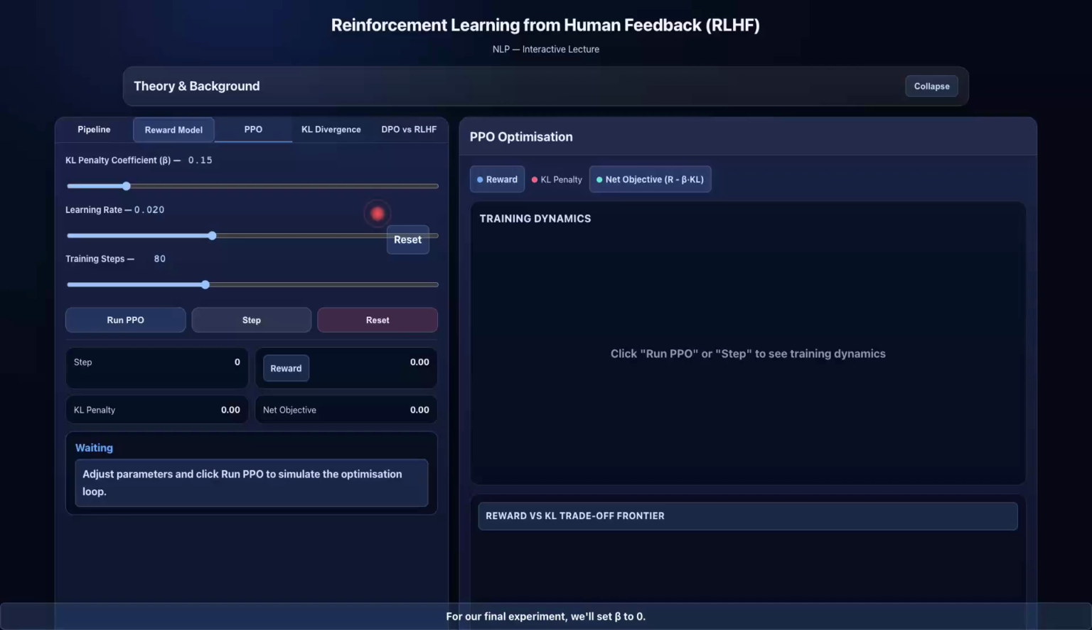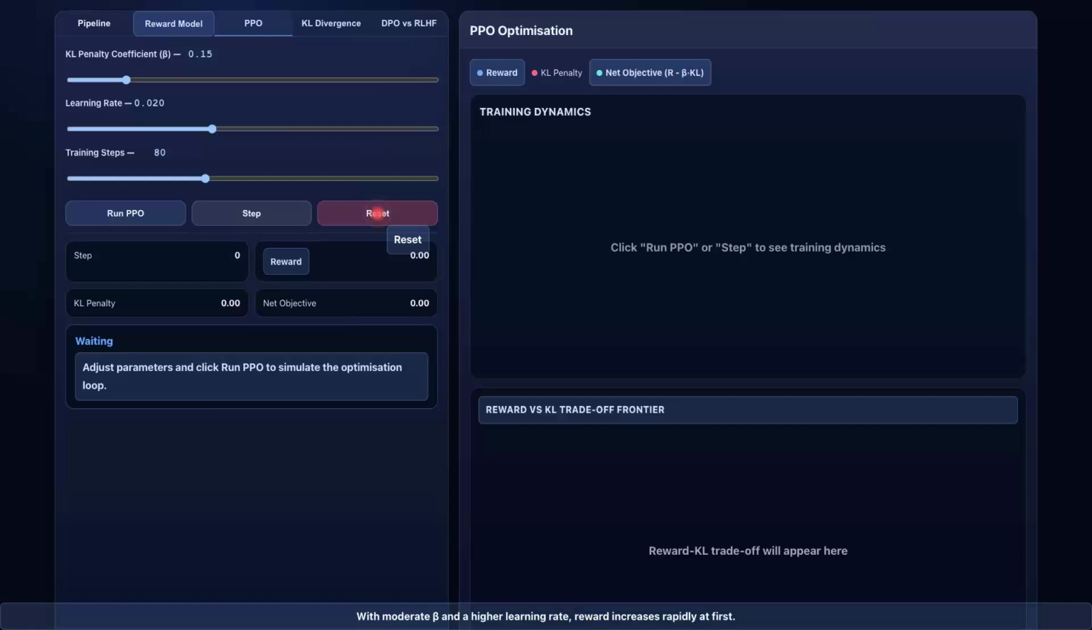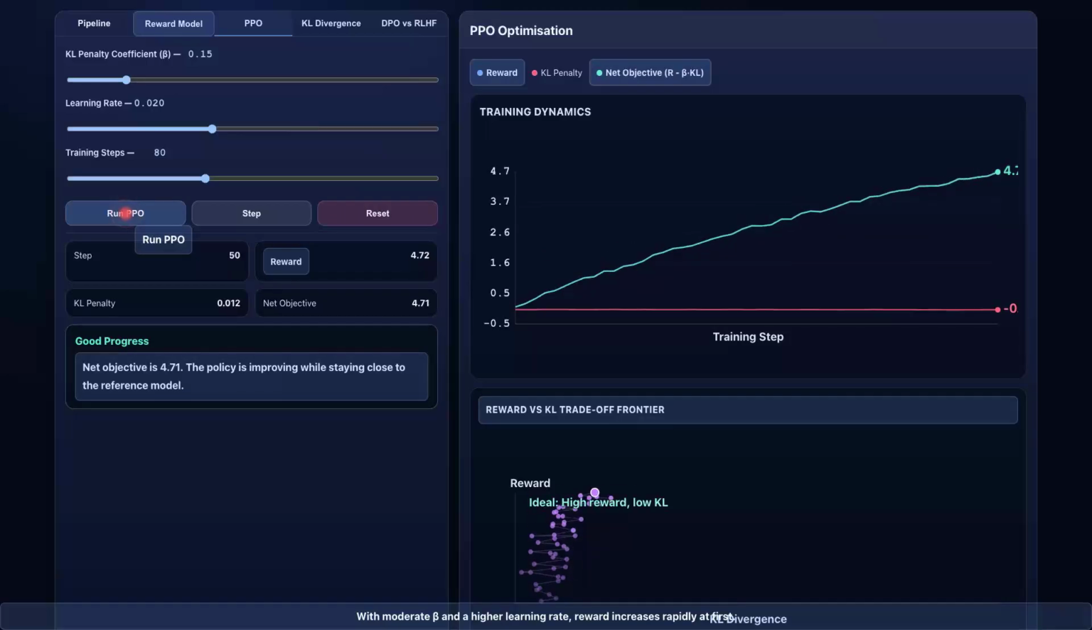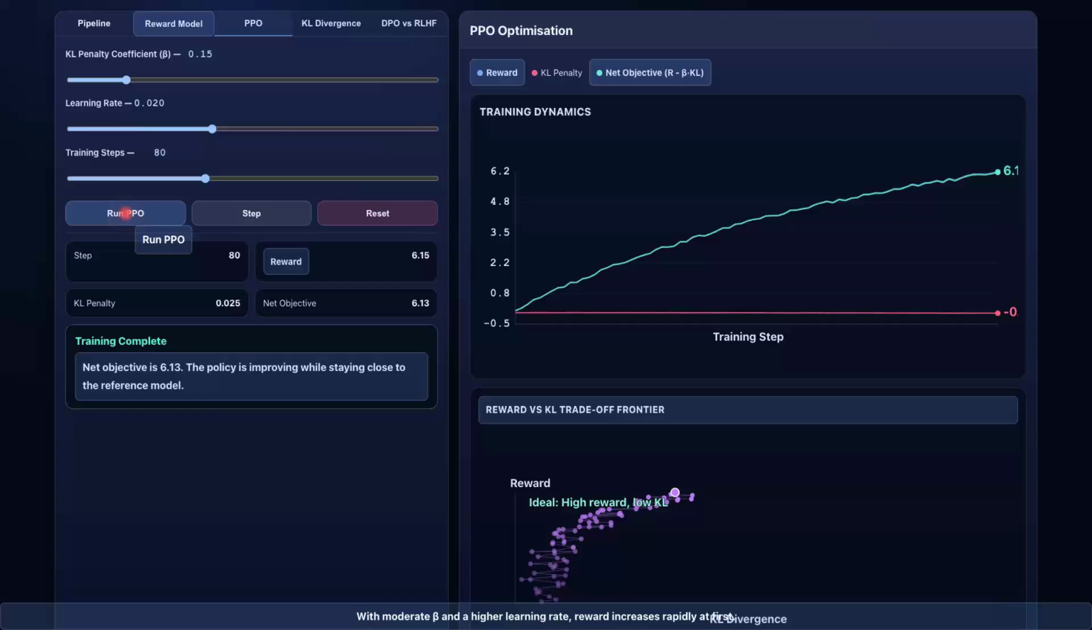For our final experiment, we'll set beta to 0.15 and increase the learning rate to 0.20 with 80 training steps. This combination often hits the sweet spot for RLHF training. With moderate beta and a higher learning rate, reward increases rapidly at first. The net objective peaks and then levels off. This peak is where we typically stop training for best results.